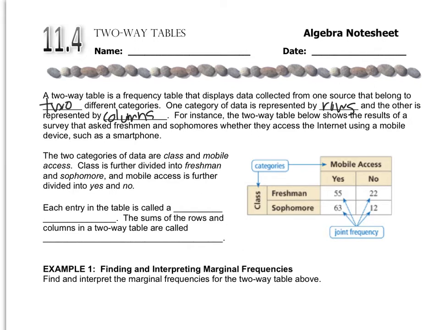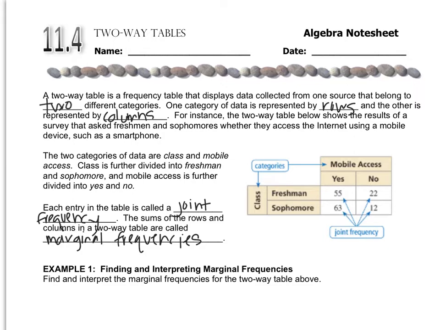Each section inside this table is called a joint frequency. And it's not on here, but we'll look at it in a moment. The sums of the rows and the columns are called marginal frequencies. So if you want to know how many total freshmen there were, or how many total people have access to a cell phone, that would be the marginal frequency.